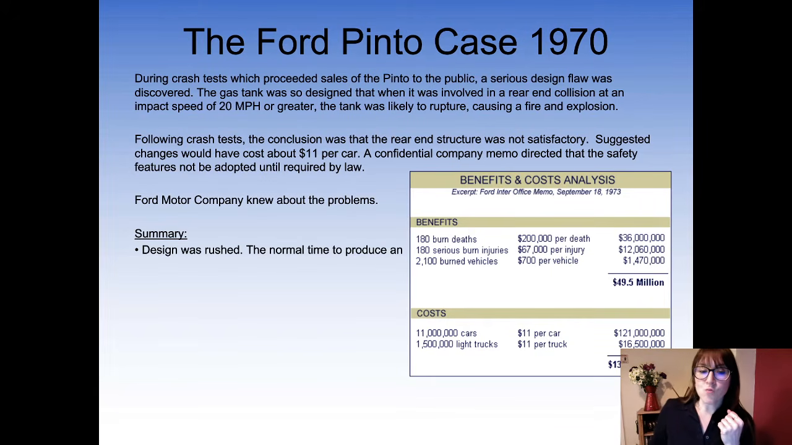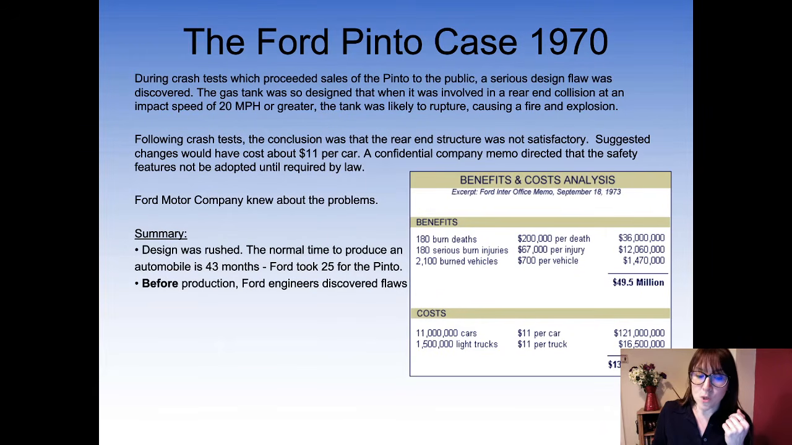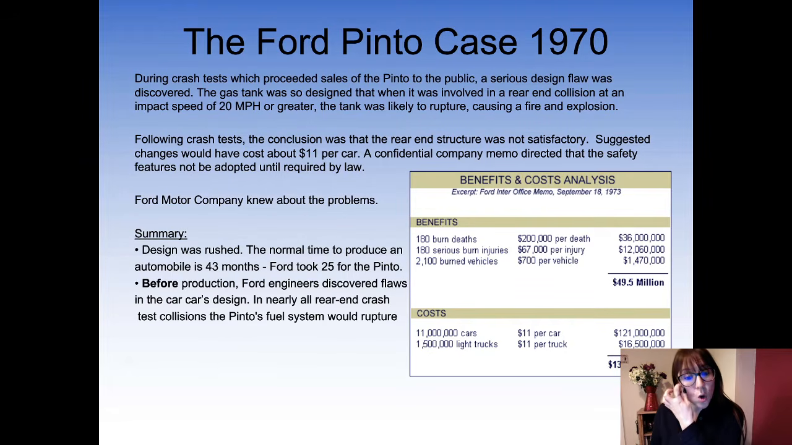So the design was rushed. The normal time to produce a car was about 43 months. Ford took 25 for the Pinto. Before production, Ford engineers discovered flaws in the car's engine. In nearly all rear-end crash test collisions, the Pinto's fuel system would rupture extremely easily.